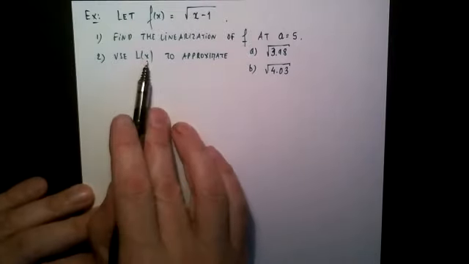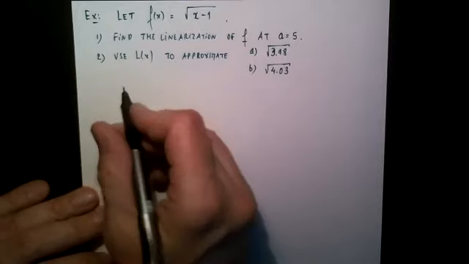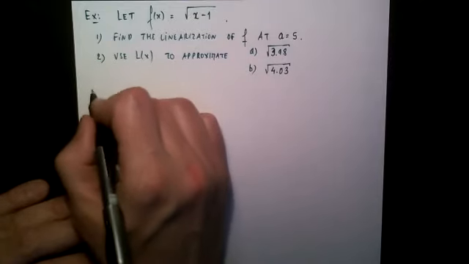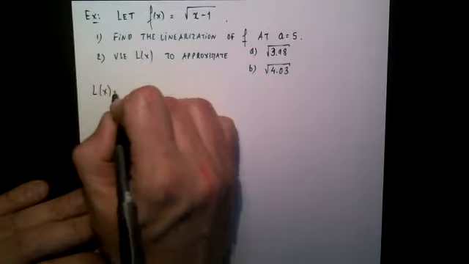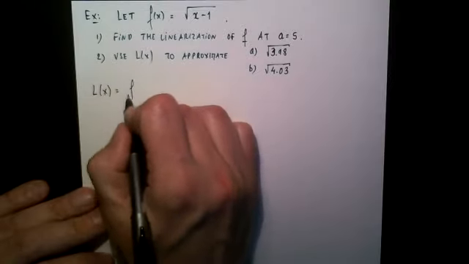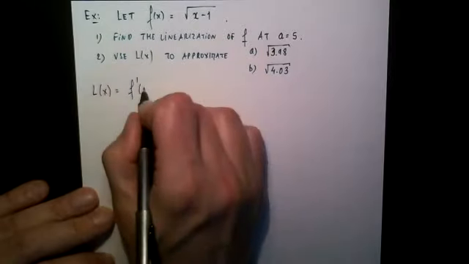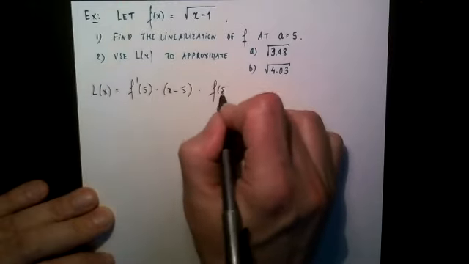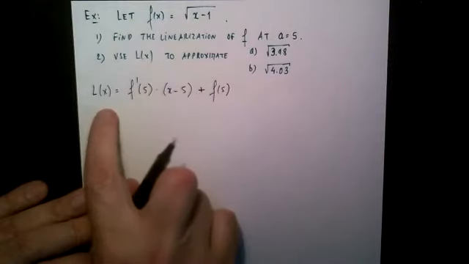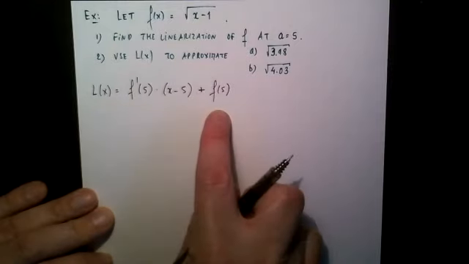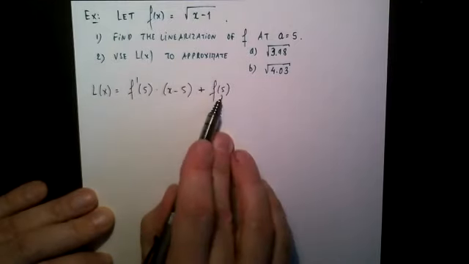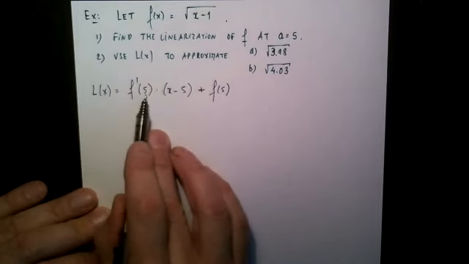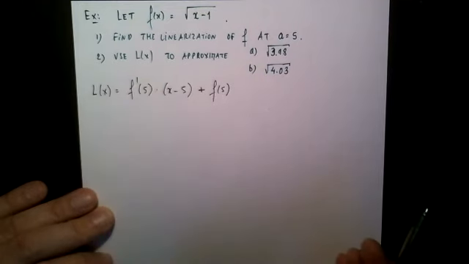So the first thing is I'm going to find a linearization. Just a reminder, L of x will be equal to f prime of a, which is f prime of 5, times x minus 5, plus f of 5. This is what I'm looking for, this equation here. So f of 5 I could calculate. I just need to find f prime of 5, and I'll be good. You with me? Anybody?